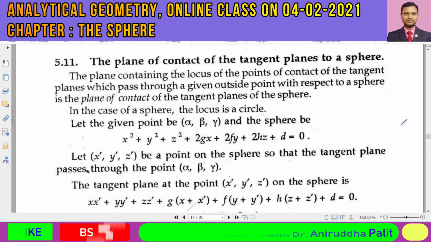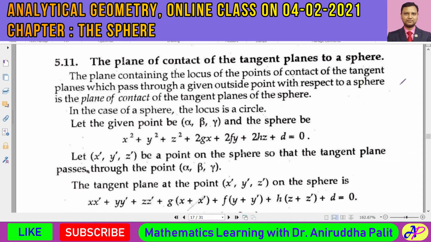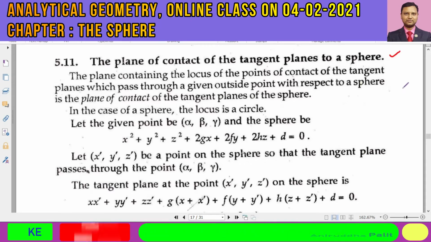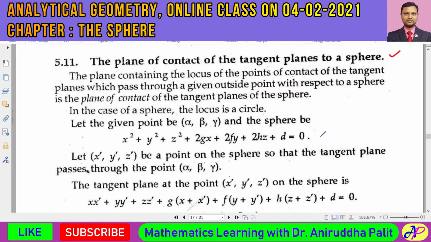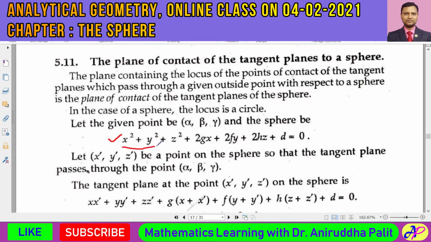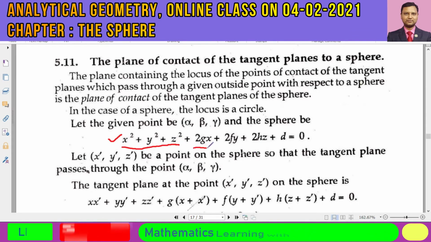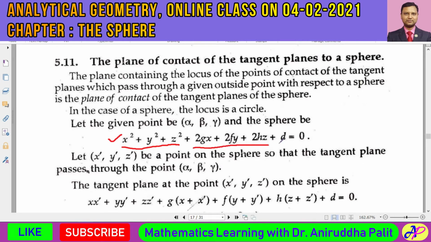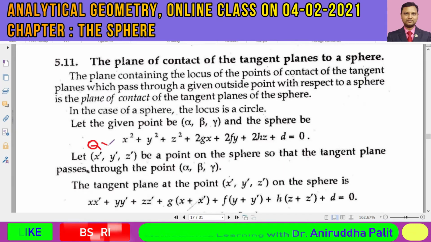Let us now discuss the plane of contact of the tangent planes to a sphere. Let us consider the equation of a sphere. Suppose this is the equation of a sphere: x square plus y square plus z square plus twice gx plus twice fy plus twice hz plus d is equal to 0. On this sphere, we consider a point Q having coordinates x prime, y prime, z prime.